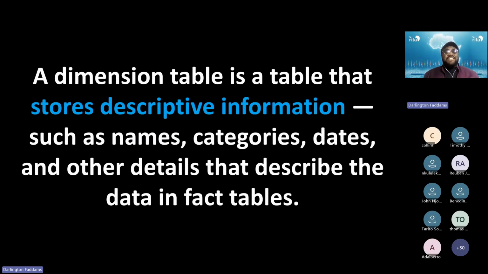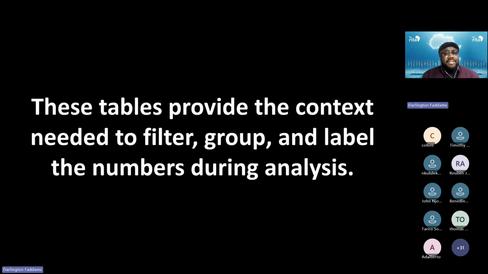Okay, so let's talk about dimension tables. A dimension table is a table that stores descriptive information, such as names, categories, dates, and other details that describe the data in fact tables. So before now, you have just been seeing tables, but today we are telling you to look at tables differently. Start asking questions. What type of table is this? The same table you've been looking at. Start asking those questions. Is this a fact table or is this a dimension table? Dimension tables provide the context needed to filter, group, or label the numbers during the analysis.